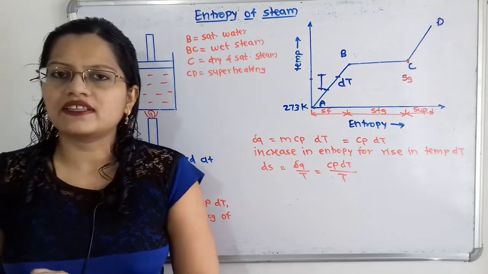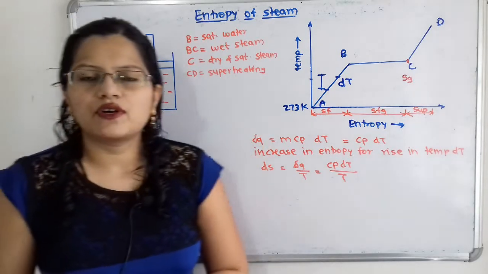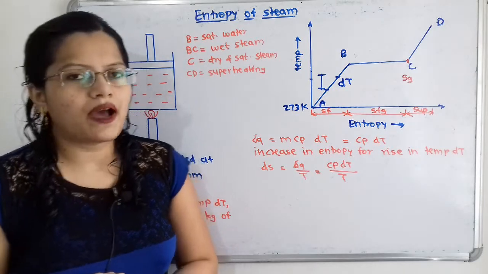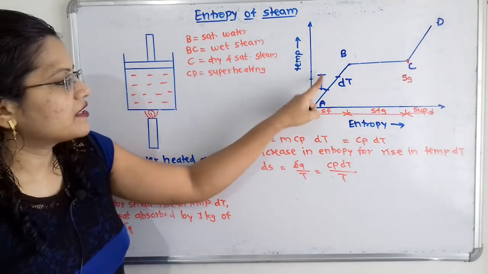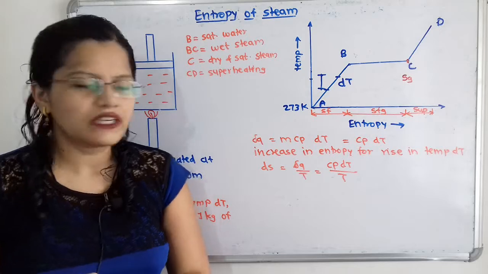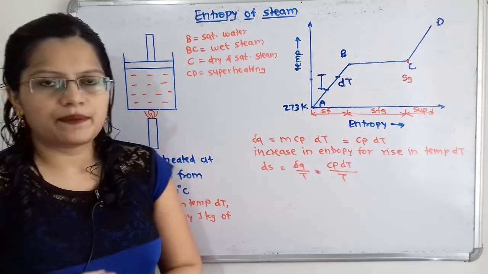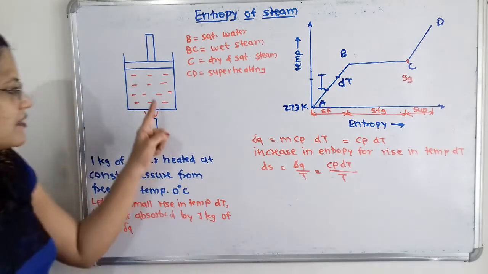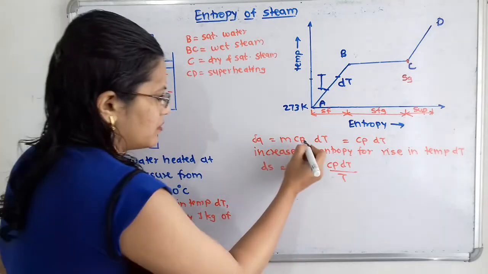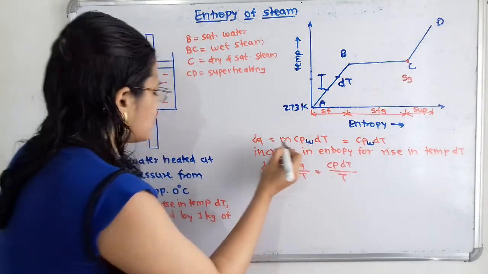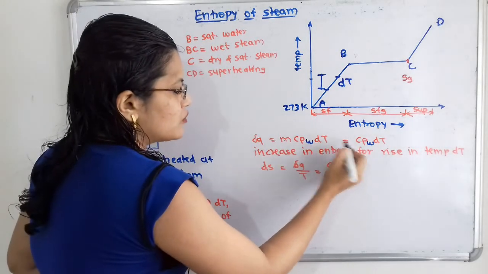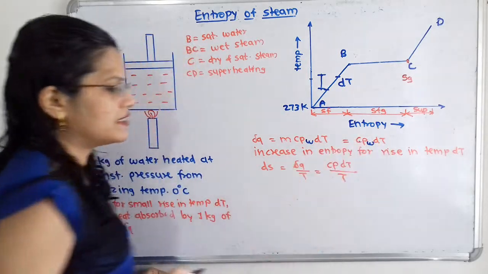So how will we define this delta Q? Delta Q is equal to m Cp dT. That is m, the mass of the fluid where the small change in temperature is taking place, Cp, the specific heat of the fluid, and dT, the rise in temperature. Now in this case there is water, so we take Cpw, the specific heat of water. The mass of this water is 1 kilogram, so taking m as 1, delta Q is equal to Cpw dT.